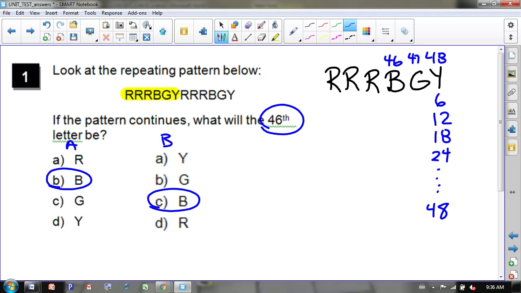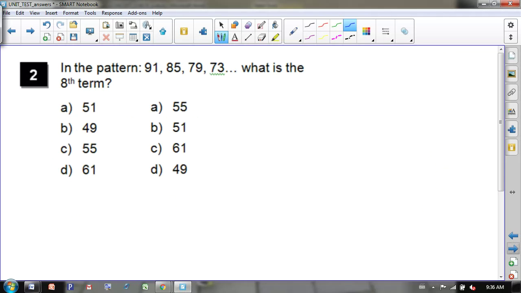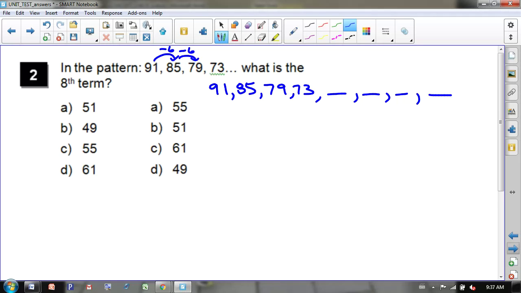Okay, this is version A and B. In question number 2, it's asking you to extend this pattern to the 8th term. Students would have to recognize that it decreases by 6 every time. So if we continue this sequence for 8 terms, decreasing by 6 each time: 73 minus 6, 67 minus 6, 61 minus 6, and then 55 minus 6 is 49. So the answer is 49. On version A, it would be answer B, and on version B, it would be answer D.